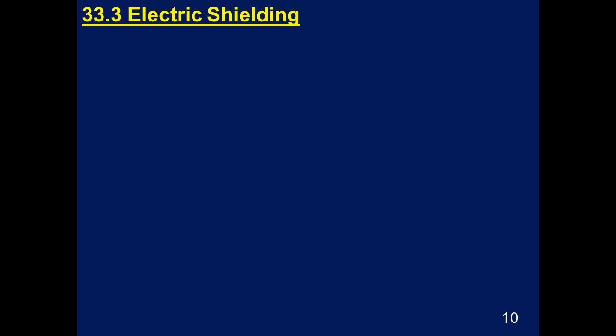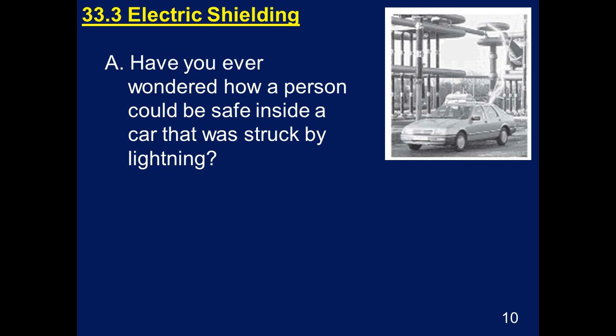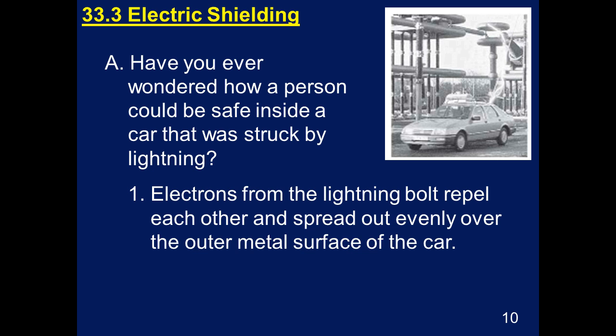Last idea we're going to talk about real briefly is electric shielding. Someone had asked a question. Why are you safe inside a metal car that's struck by lightning? You might think it's because of the rubber tires, but the lightning hits the metal first. So what happens inside the car? Why are you safe inside of there?